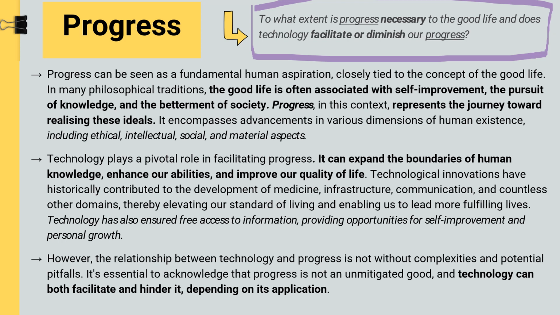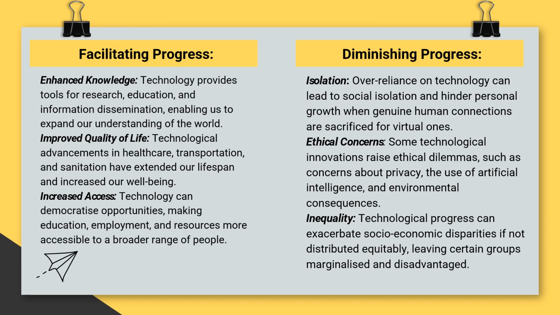To note though, the relationship between technology and progress isn't without complexities, and there are potential pitfalls. There are ways that it's going to hinder us. There are ways that, misused, it may not be an unmitigated good. And it's essential to acknowledge that technology can both facilitate and hinder our progress, depending on its application, so how we utilize it. We can see then that we can always give both positives and negatives depending on how and in what ways these different technologies are utilized, to what extent they're embedded or contributing to our lives, and whether that is a beneficial or facilitating one or a negative and diminishing one.